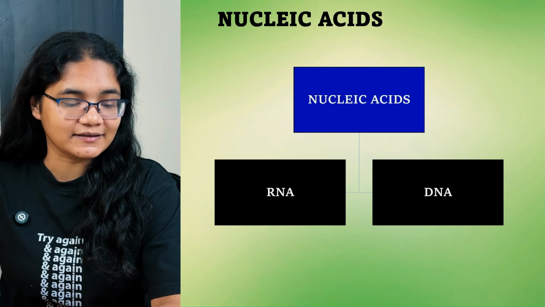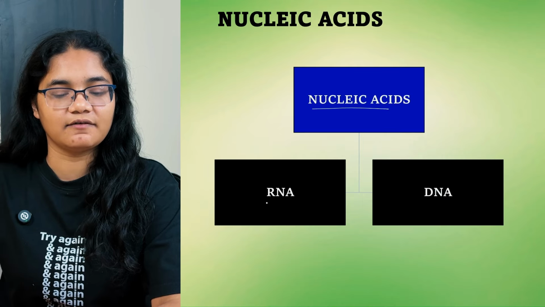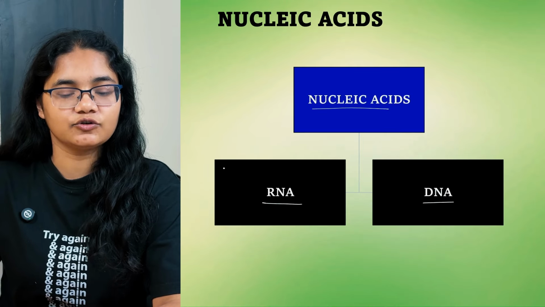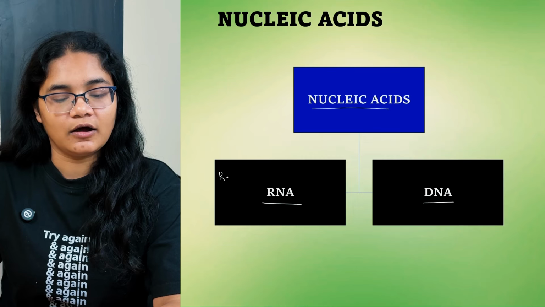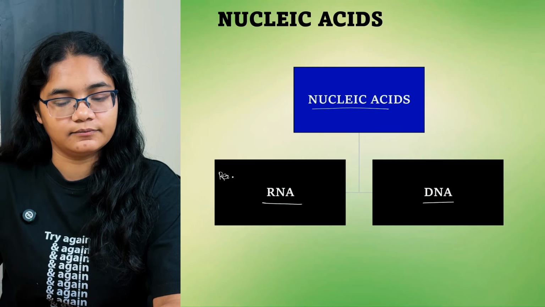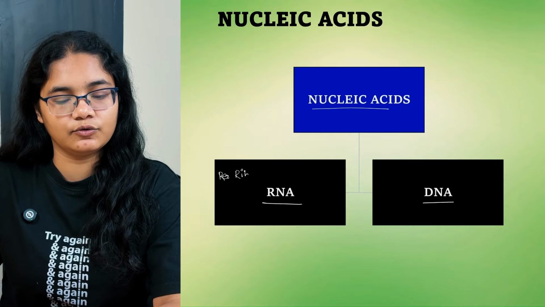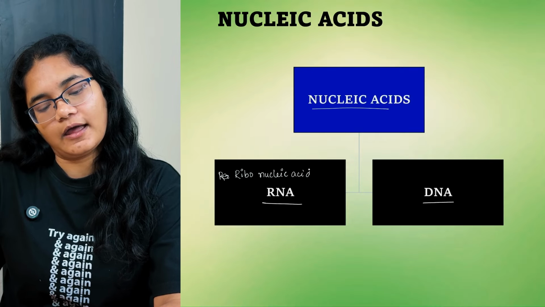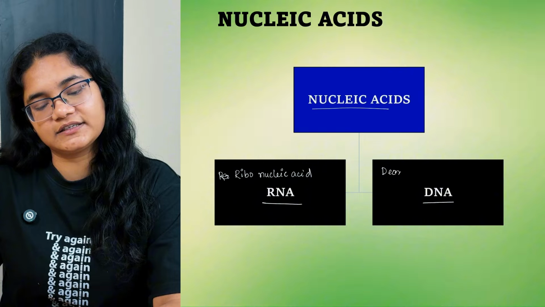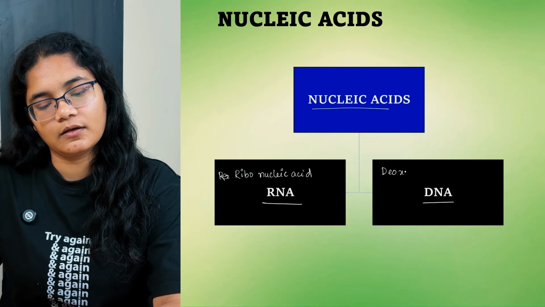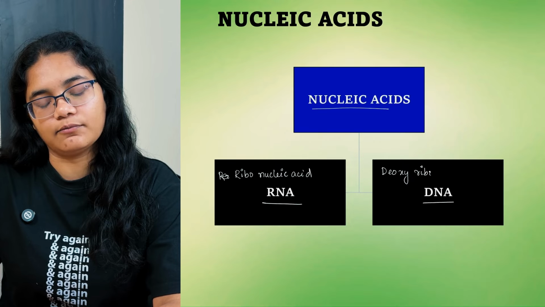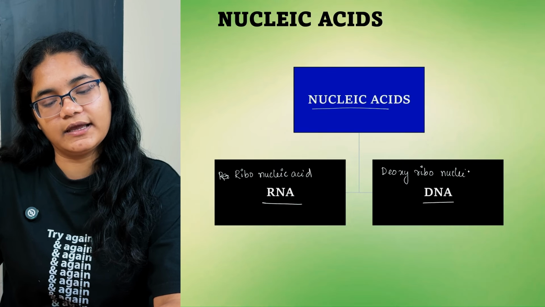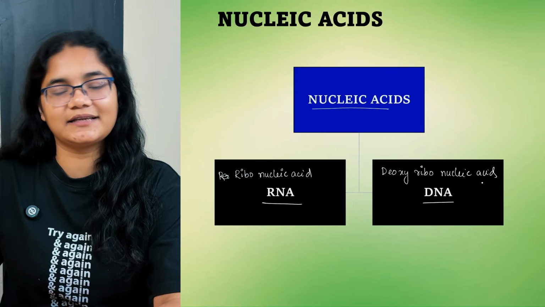Next, we'll move to nucleic acids. So nucleic acids are of two types in our body. One is RNA and the other is DNA. RNA is called ribonucleic acid, and DNA is called deoxyribonucleic acid. Now we will understand this in detail.